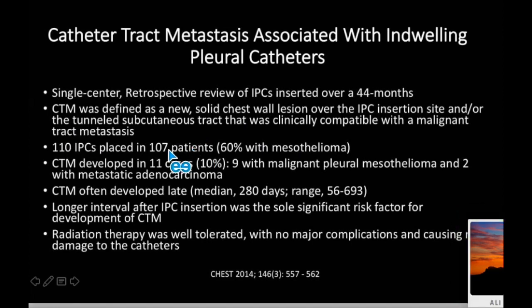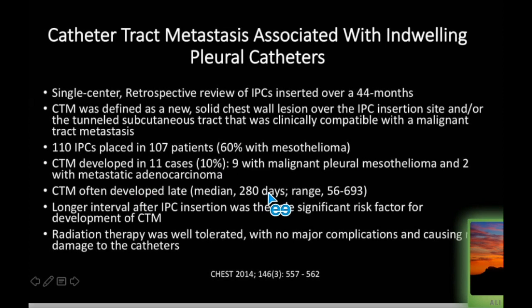110 patients had 107 catheters. 60 of them were mesothelioma. So remember this, mesothelioma. Not lung cancer, not breast cancer, because in that part of Australia, mesothelioma is pretty common. Metastasis developed in 11 cases. 10% of the patients developed it, 9 of them malignant pleural mesothelioma. So a very high rate of almost 10% of mesothelioma patients developing tract metastasis.